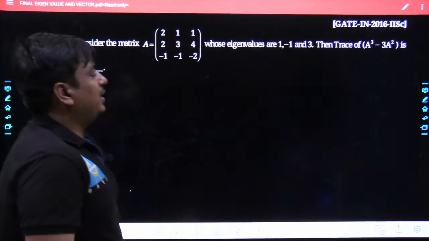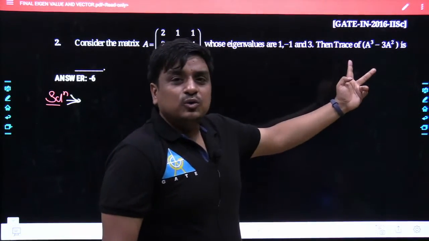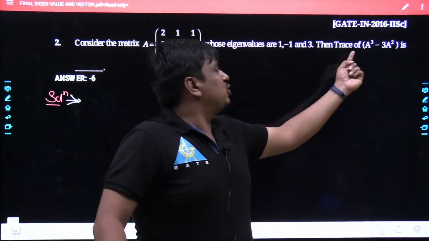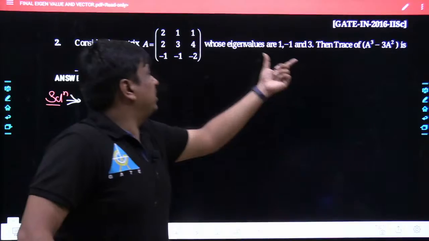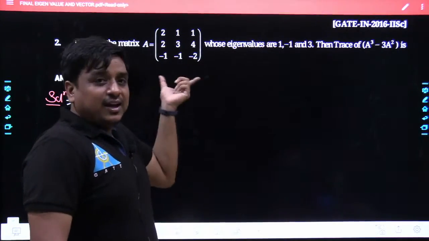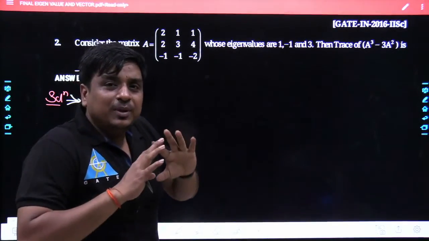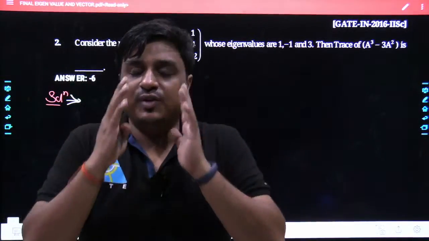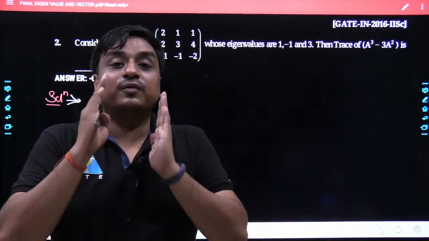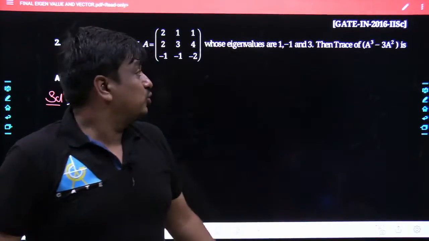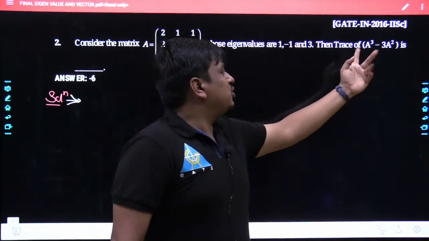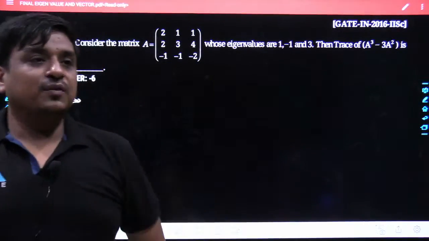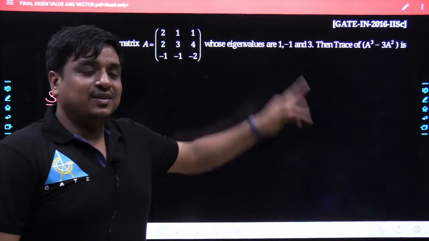Until and unless you know the new eigenvalues for the new matrix A cube minus 3A square, taking the reference of the eigenvalues of A, you will not be able to calculate the trace, as the trace of any matrix is equal to the sum of its eigenvalues. So focus on the eigenvalues of A cube minus 3A square, and I know many of the students will get stuck over here itself.